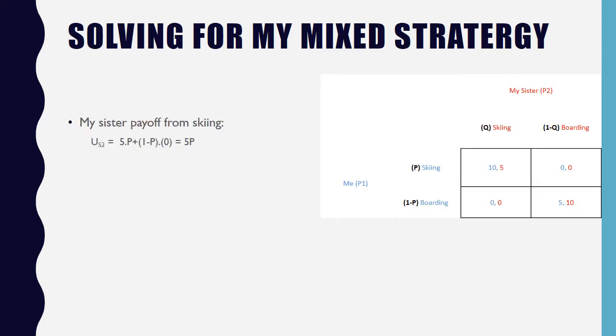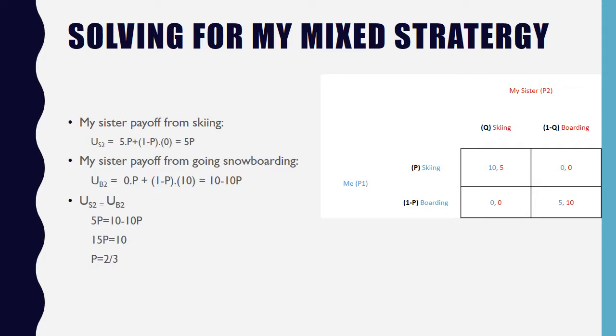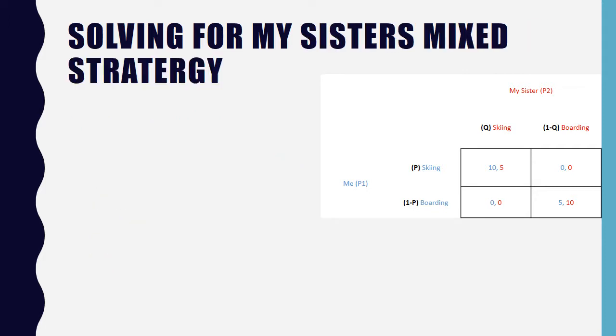We do the same for if my sister always goes boarding. So some percentage of the time P, she will receive utility 0, and the rest of the time utility 10. To have a mixed strategy, these two things need to be equal to each other. And by algebraic manipulation, we can solve for P and get the probability that I will ski is 2/3 and the probability that I'll board is 1/3.